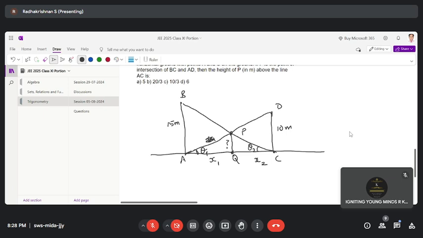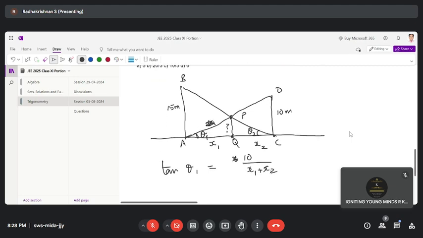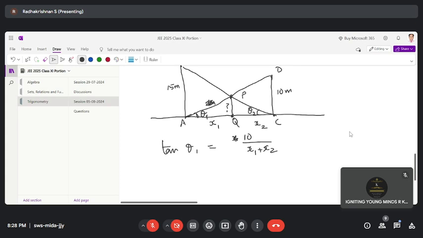Now, since we are finding the distance AC, tan theta will come, right, sir? Yes, okay. So tan theta is equal to 10 by x1 plus x2. Right. Okay. Very good. If we add x1 and x2, we get the whole AC, right, sir? So AC is equal to hx by 15.